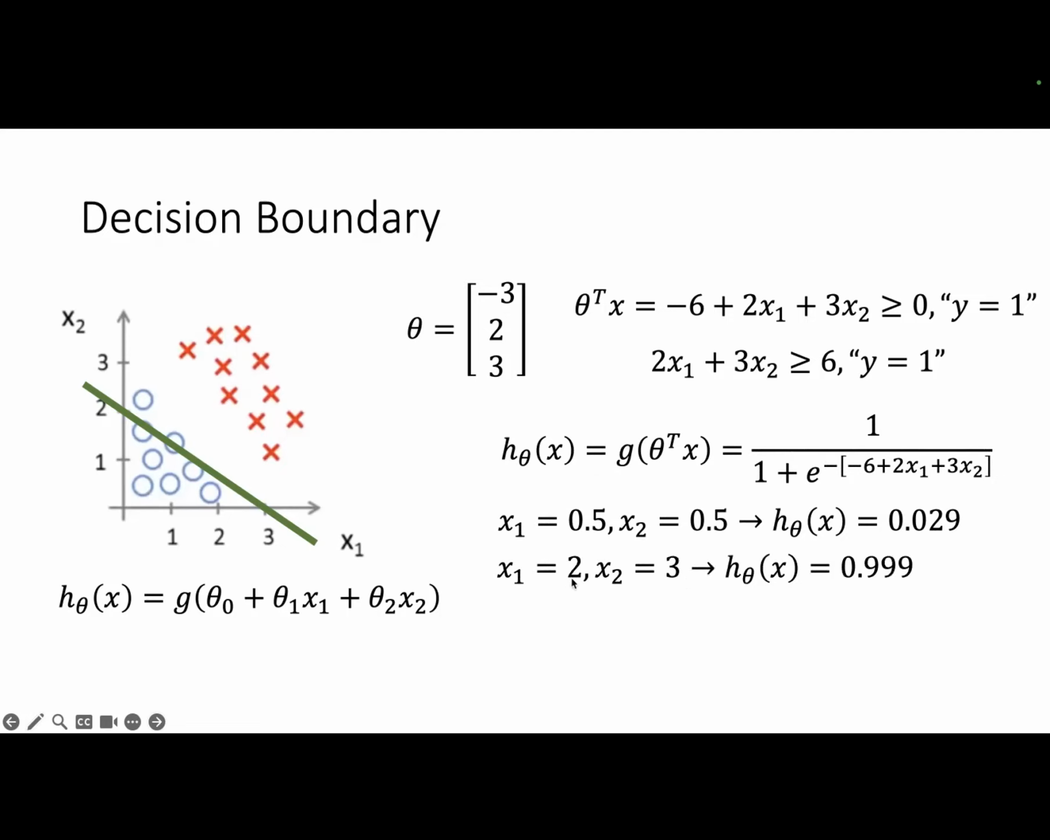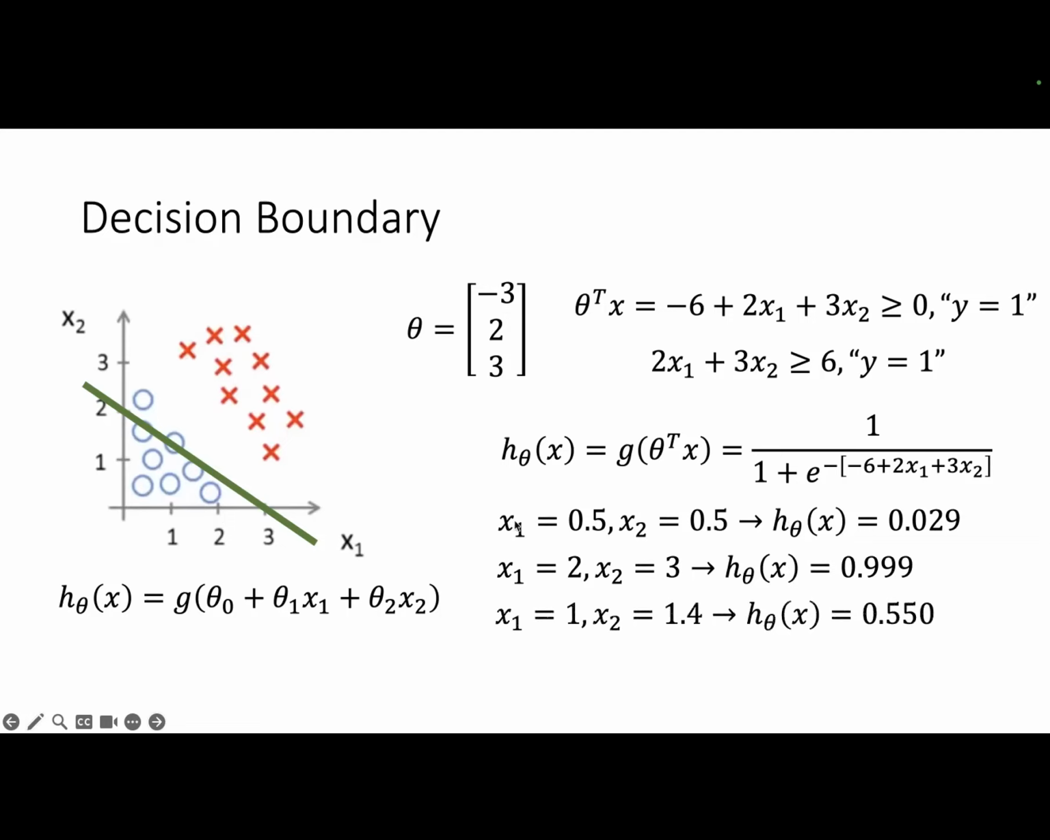Okay, x1 is equal to 2, x2 is equal to 3. So it's here. This is probably the data point. And the hypothesis is 0.99. So that's correct. It was classified correctly.